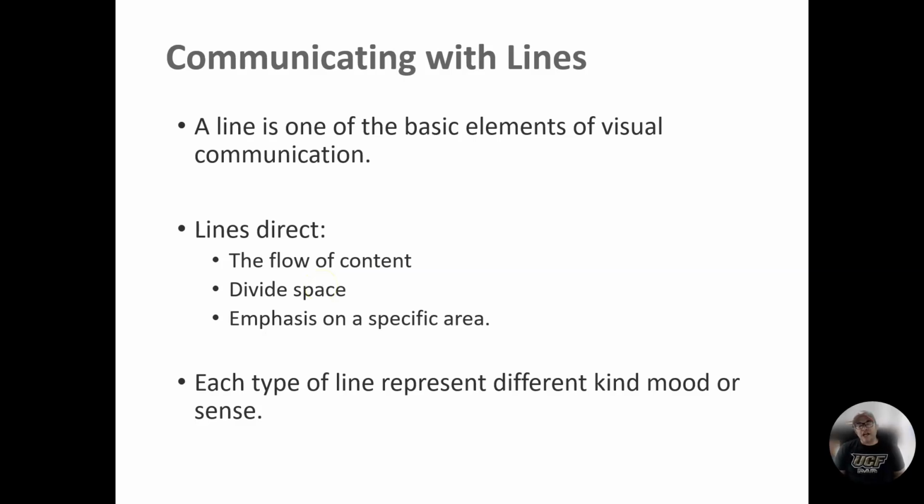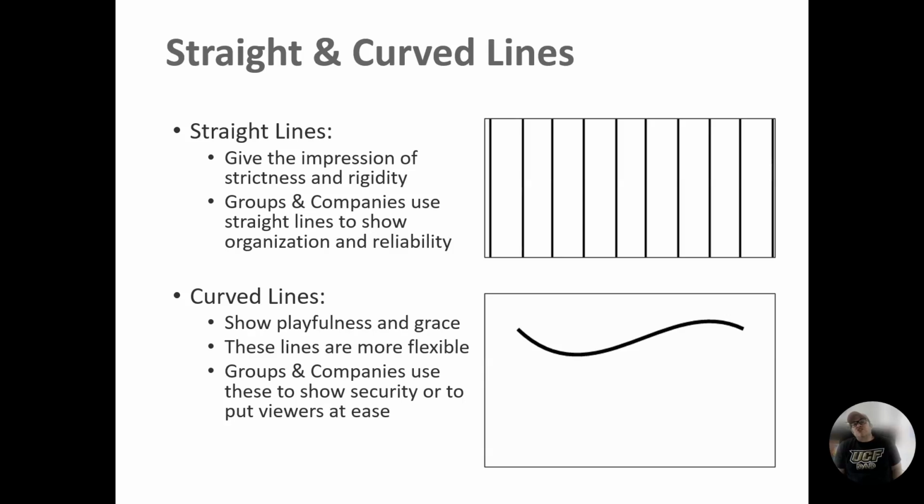Lines direct the flow of content, divide space, and you can point them in directions to create an emphasis on a specific area. Each type of line represents a different kind of mood or sense in some way or form, such as straight lines. They give the impression of strictness and rigidity. They show traditionalism, but also they show consistency. That's a real big thing, because if everything's consistent and flowing with the structure of the lines and how they format with the images, companies and groups like to use straight lines to show organization and reliability.